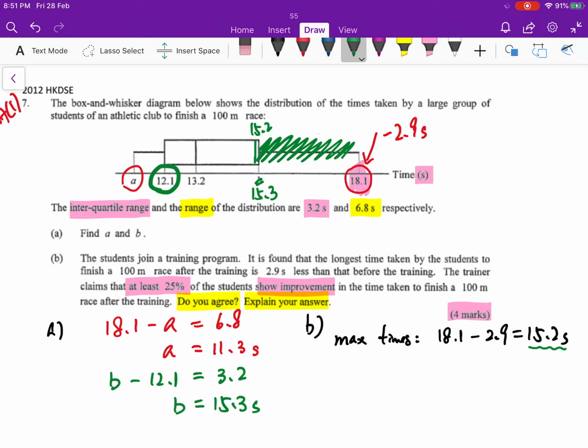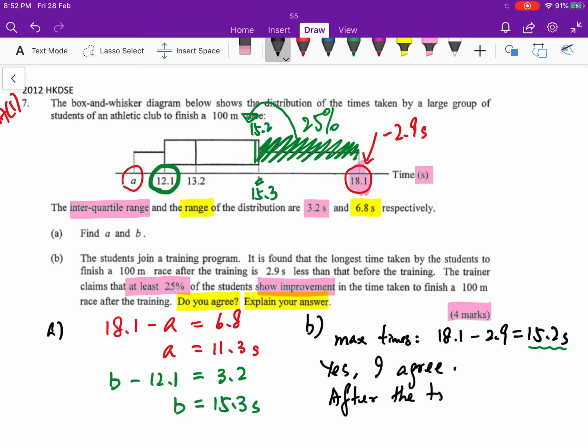So the trainer claimed that at least 25% of the students get improvement. Do you agree? Yes, of course. Can you see that? Here we have 25%. The slowest runner has already improved, jumping into the Q3 section. So of course we need to say yes to it. So how can we answer it? We need to say yes, I agree.